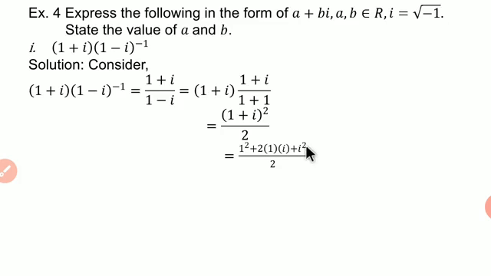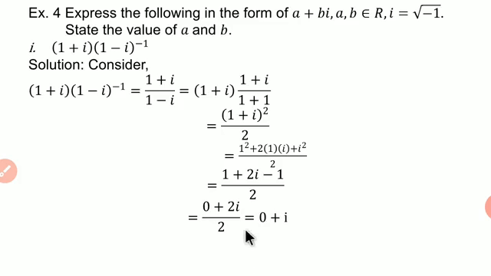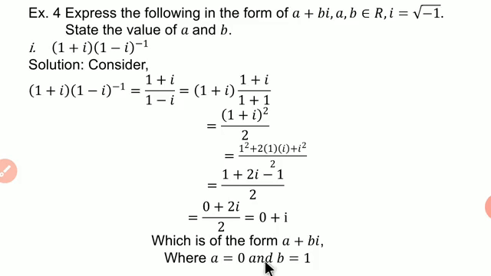So using that i square is -1, we get here 1 plus 2i minus 1 divided by 2. Now 1 minus 1 is 0. So 0 plus 2i upon 2, and it is equal to 0 plus i. Now here we observe that it is of the form a plus bi. If we compare here, a is equal to 0 and b is equal to 1. In this way we get values of a and b.